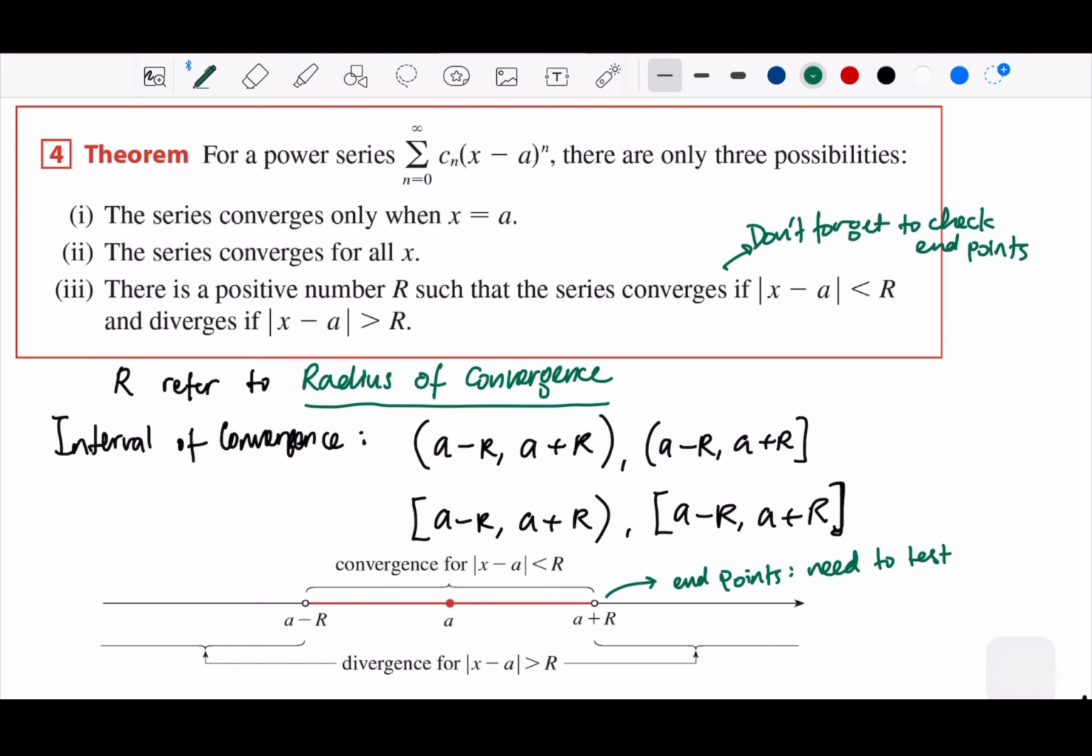And a typical question from this power series is finding the radius and finding the interval. The radius means the R, or the ratio. And the interval is the interval of convergence.